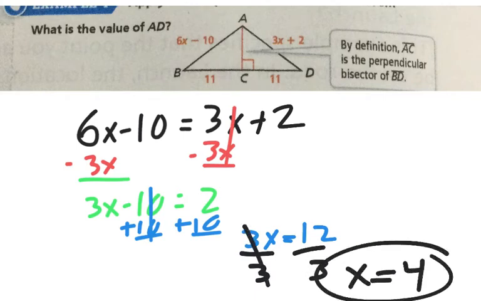Now does it ask me what x equals? Is that the question? No. The question is, what's the value of AD? So in order to find this distance, I'm going to plug 4 in for x. That would give me 3 times 4 plus 2, which is 14.